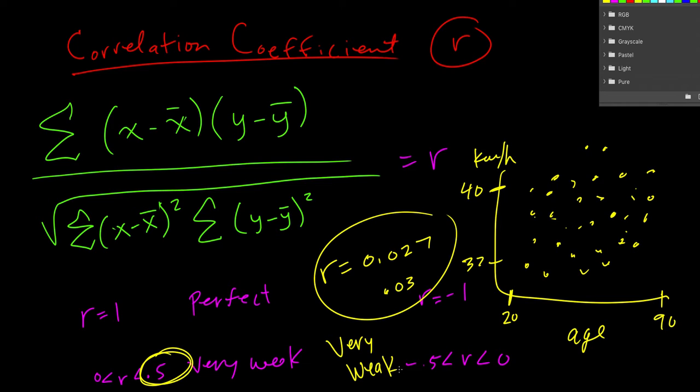Okay. So very weak, but it is positive. And we can see there is a little bit of a positive line going through that. It is going up a little bit, but it is very, very weak. Okay. All right. So that's just kind of visually looking at that and determining that.